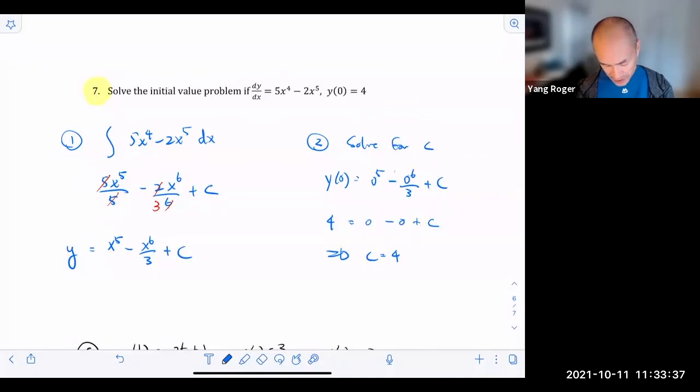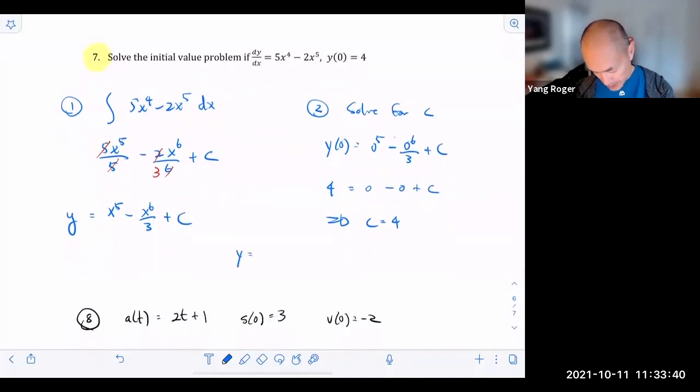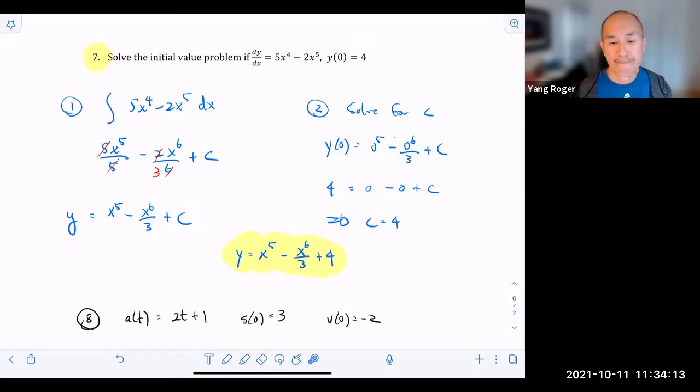So the solution to this initial value problem is y is equal to x to the 5th minus x to the 6th over 3 plus 4. And that's going to be our function that we're looking for. So we have this differential equation. It's called the differential equation because it has a derivative in there. The solution is going to be a function, which we calculated, which we found. And we were able to find this function because they gave us this initial condition that allowed us to solve for what c is. Are there any questions about number 7, friends?